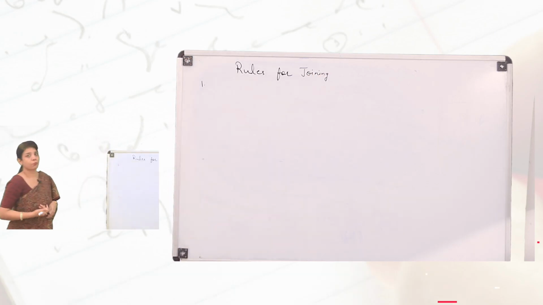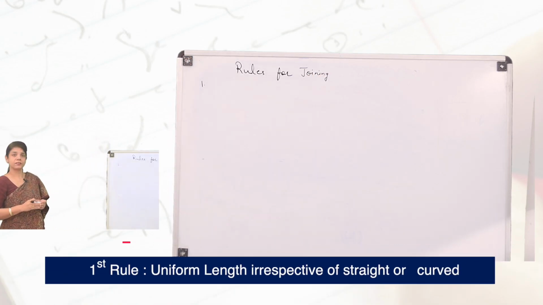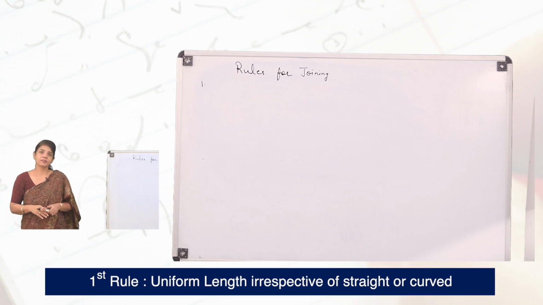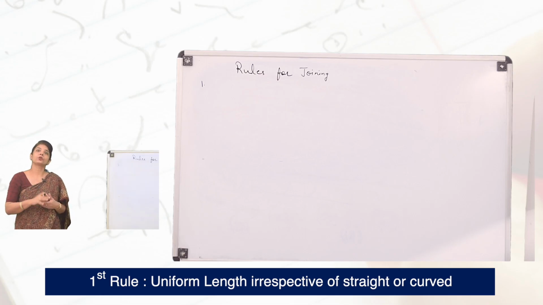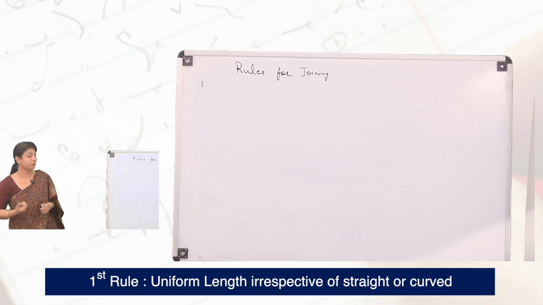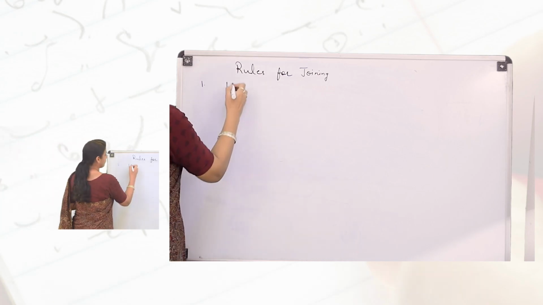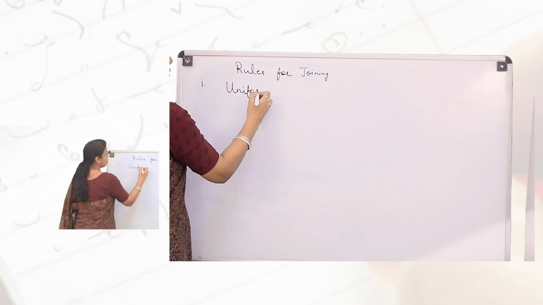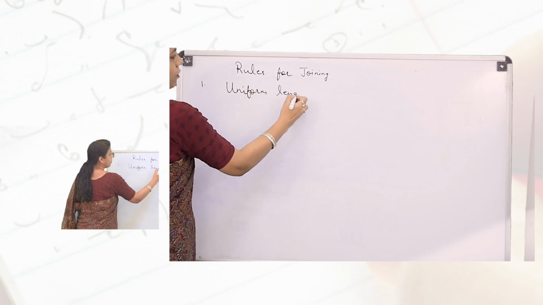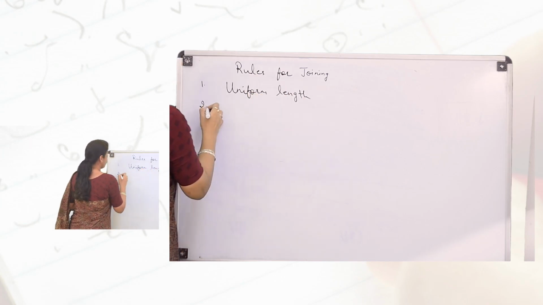The first important rule for joining the consonants is that the consonants have to be of the same length, uniform length, whether we are joining 2, 3 or 4 together, irrespective of straight or curved. So uniform length of all the consonants.